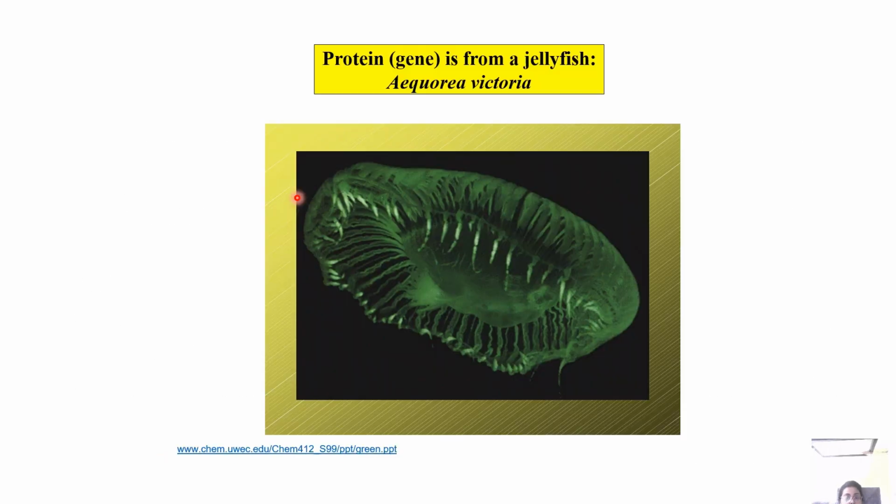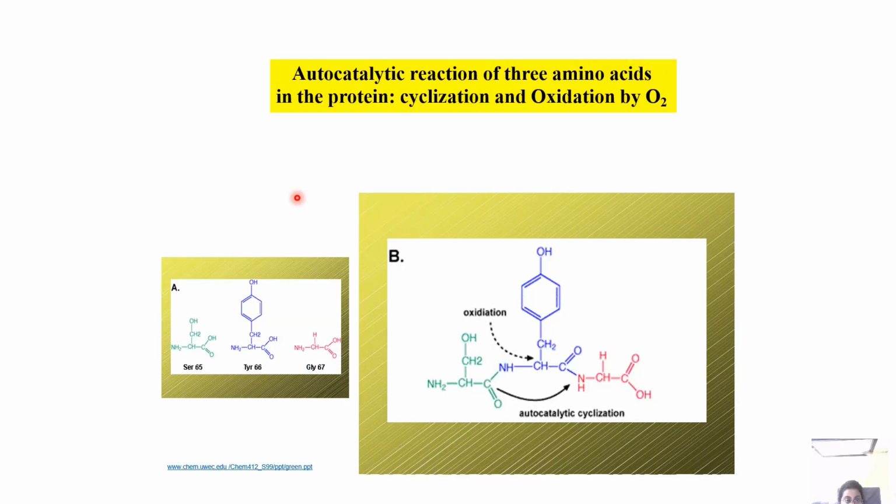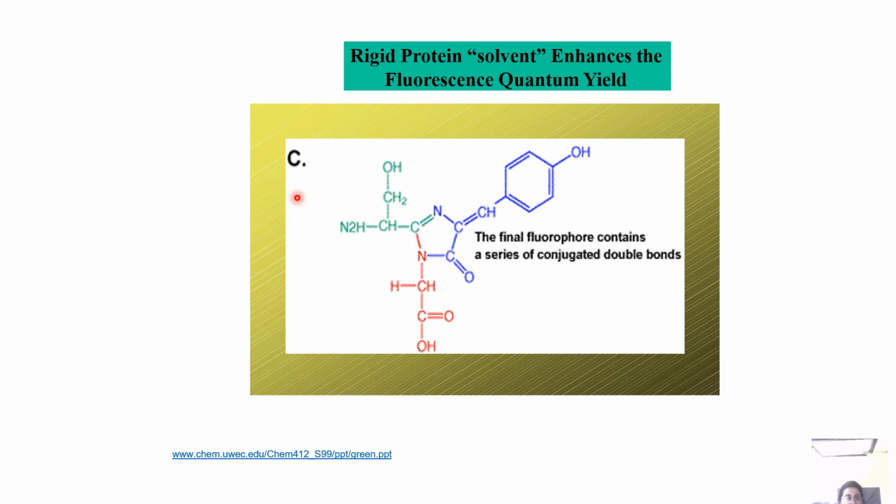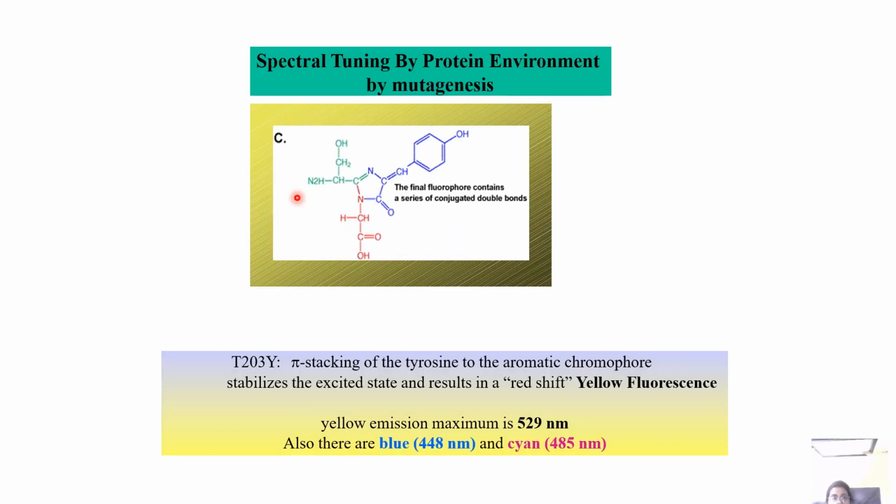Now, if you talk about the green fluorescent protein, this is a gene from the jellyfish Aequorea victoria, right? So basically, it's an autocatalytic reaction of amino acids in the protein, cyclization and oxidation by O2. And the rigid protein solvent enhances the fluorescence quantum yield. The final fluorophore contains a series of conjugated double bonds.